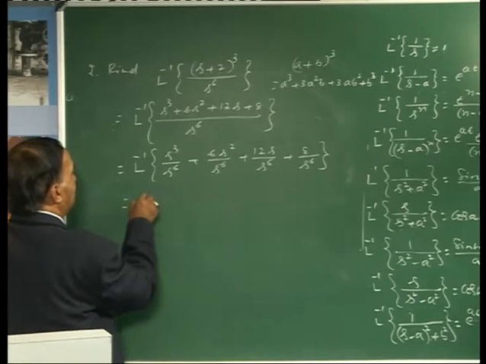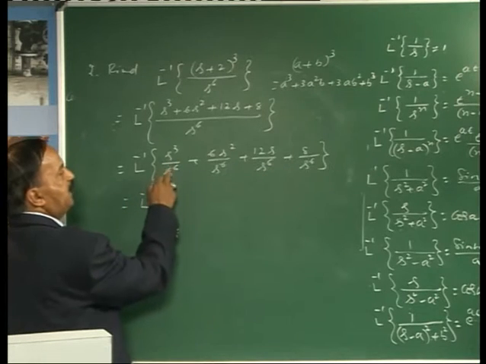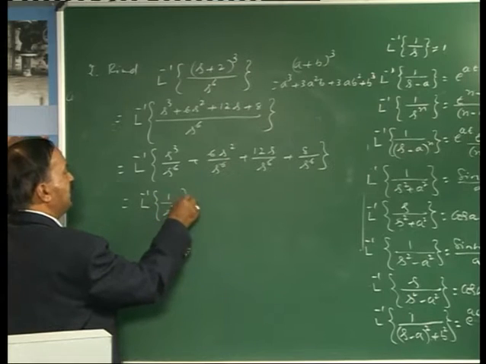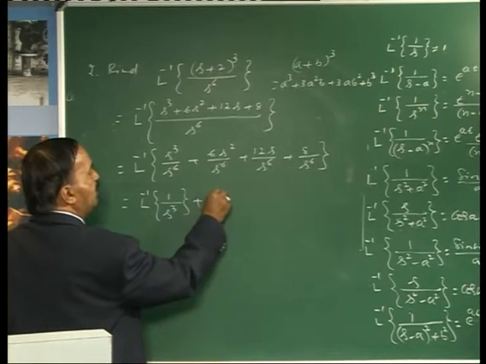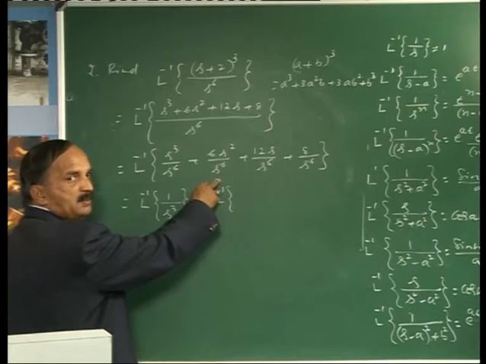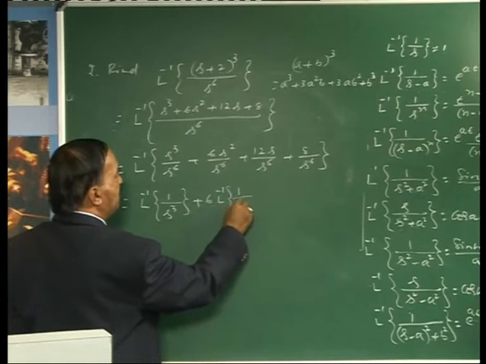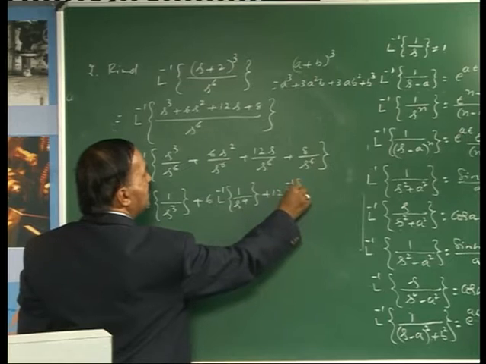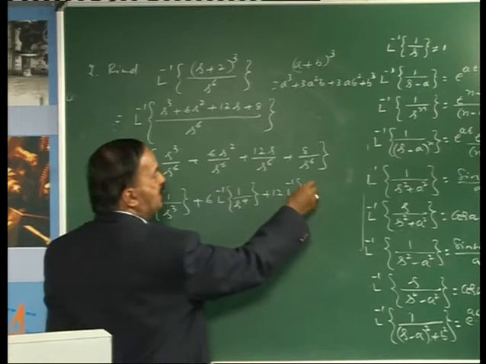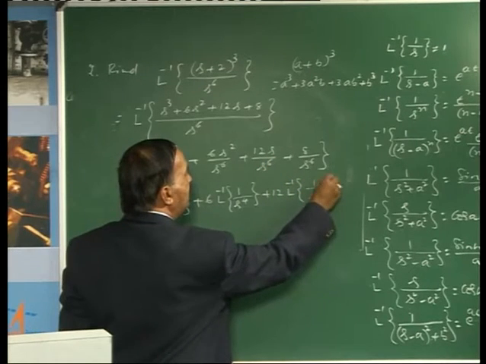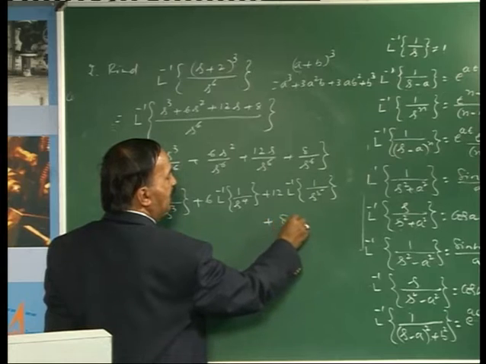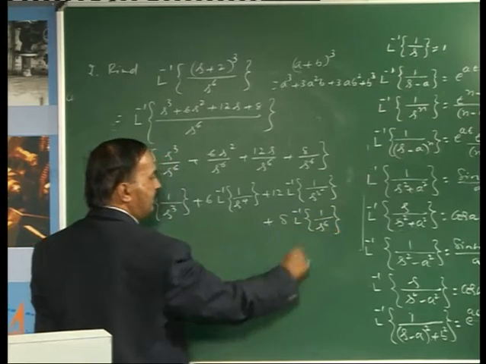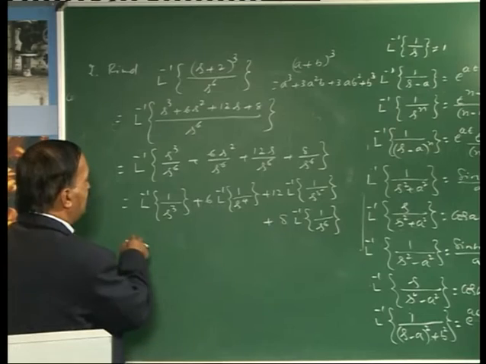That is equal to L inverse of s cube by s to the power of 6. Simplifying, we get here 1 by s to the power of 3 plus 6 into L inverse of s square by s to the power of 6, which is 1 by s to the power of 4, plus 12 into L inverse of s by s to the power of 6, 1 by s to the power of 5, plus 8 into L inverse of 1 by s to the power of 6. That is equal to here.